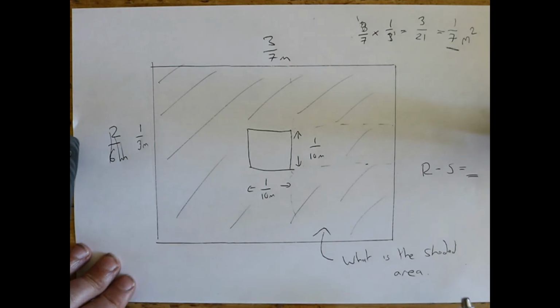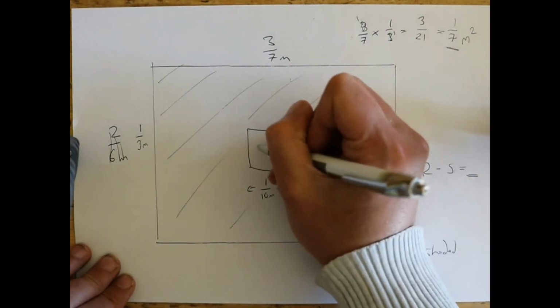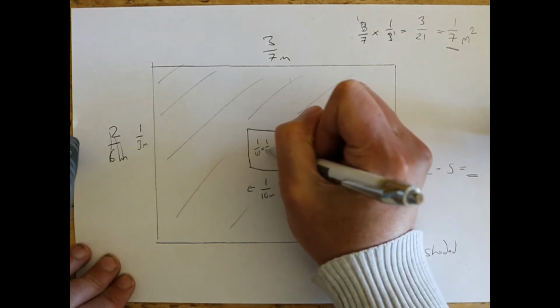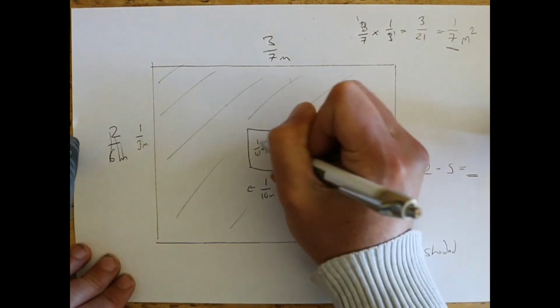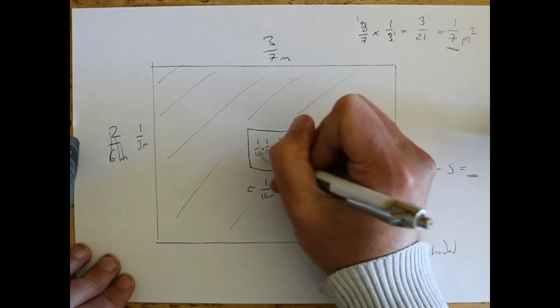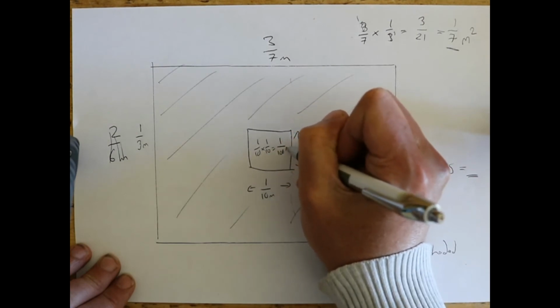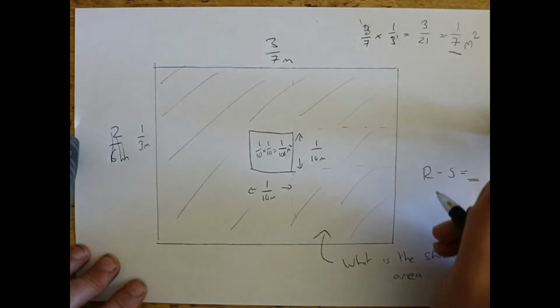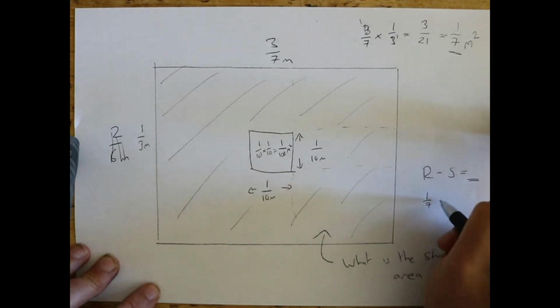Don't forget the units. And what have we got in the middle? This is a nice simple fraction. It's 1/10 times 1/10, which is times the top together, 1 times 1 is 1, times the bottom together, 10 times 10 is 100 metres squared. So we know the big rectangle is 1/7 and the small square is 1/100. So what does this equal?